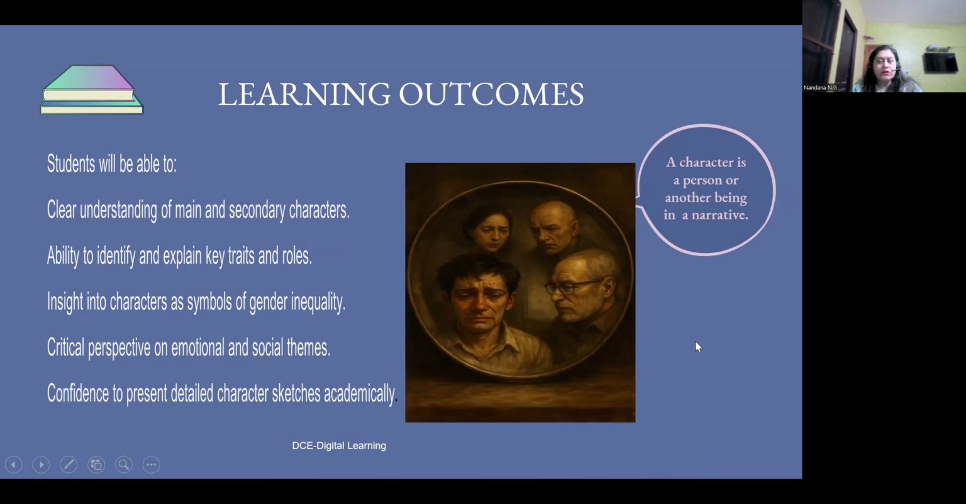The learning outcomes. At the end of the session, the students will be able to have a clear understanding of the main and secondary characters. They will have the ability to identify and explain key traits and roles. They will get a clear insight into the characters as symbols of gender inequality. A critical perspective on emotional and social themes can also be gained by the students. And in the end, the students will have the confidence to present detailed character sketches academically.